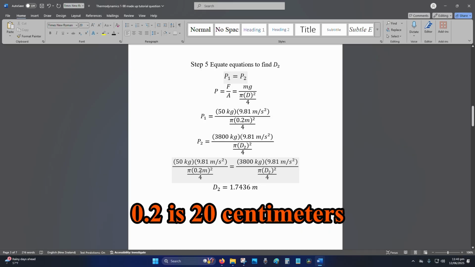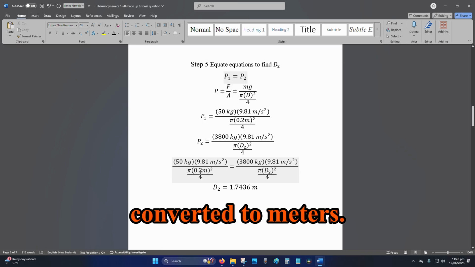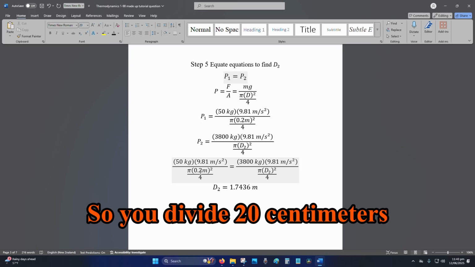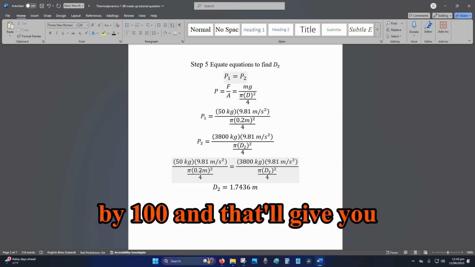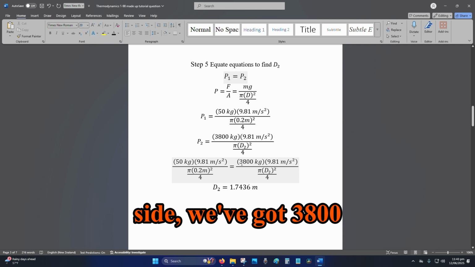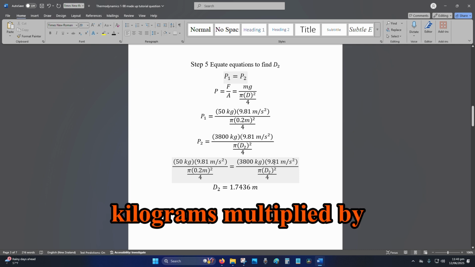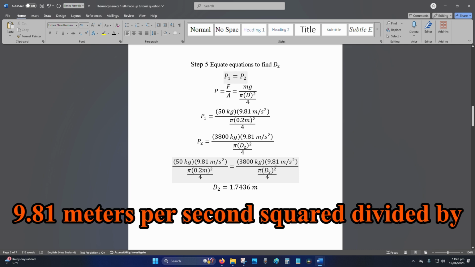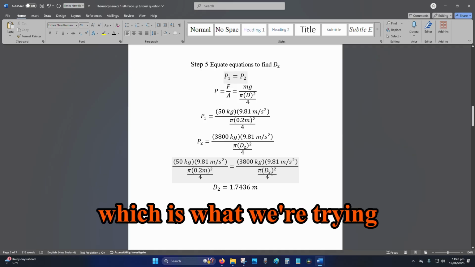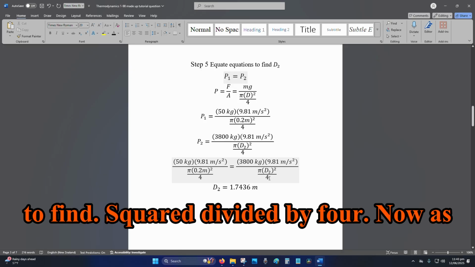This 0.2 is 20 centimeters converted to meters, and 100 centimeters for 1 meter, so you divide 20 centimeters by 100 and that'll give you 0.2 meters. And then on the right hand side we've got 3,800 kilograms multiplied by 9.81 meters per second squared divided by pi multiplied by D2, which is what we're trying to find, squared divided by 4.